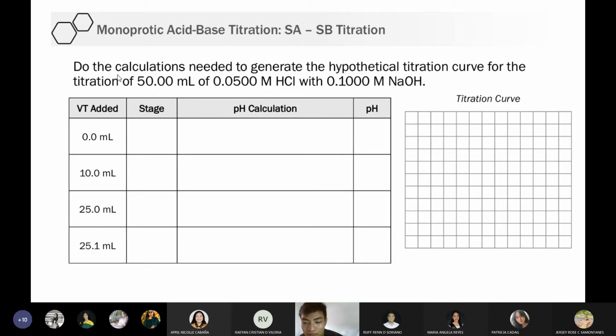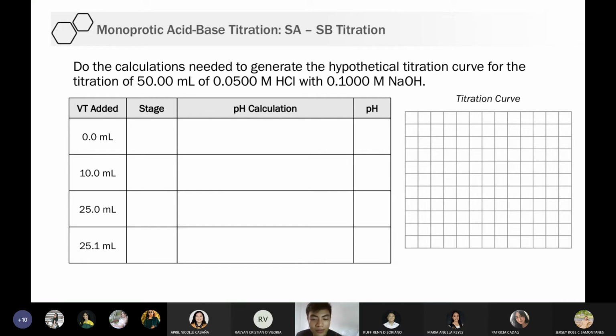So, let's try to answer this problem. Do the calculations needed to generate the hypothetical titration curve for the titration of 50 ml of 0.05 molar HCl with 0.1 molar sodium hydroxide. Ano gagawin ko dyan, sir?